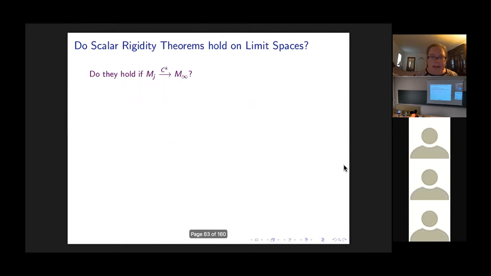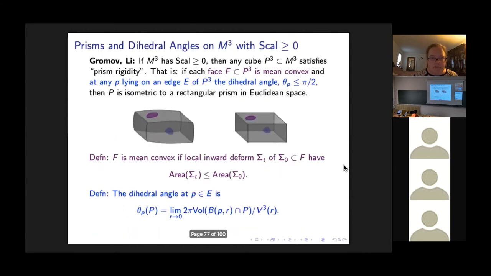So let me go back here. So I'm going to give credit to Gromov for this. I think this should say locally outward. Okay, but if you define mean convex in this way, that doesn't require any smoothness. Right. Just areas. And dihedral angle here, this is only involving volumes and distances. So it's volumes, distances, and areas. Okay. This is a volumes, distance, and area definition of being a prism, of being a cube that satisfies its properties.